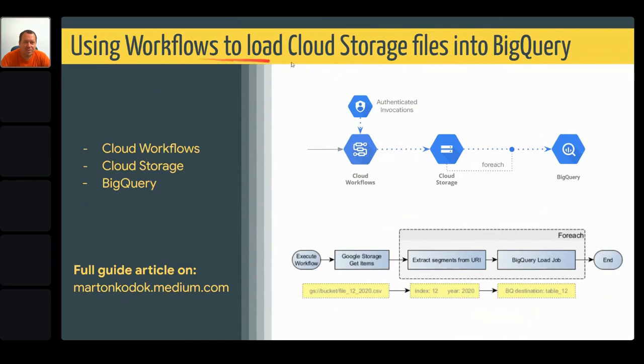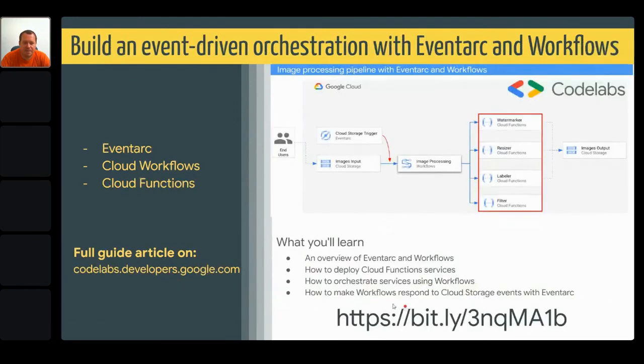Another example to load Cloud Storage files into BigQuery. So essentially, you have the cloud workflow, you have Cloud Storage, you have the event, and for each file, it's being added to BigQuery as well. You can extract file names out of the table names or column names out of the file in order to use it as a custom destination table as well. Article on Medium as well.